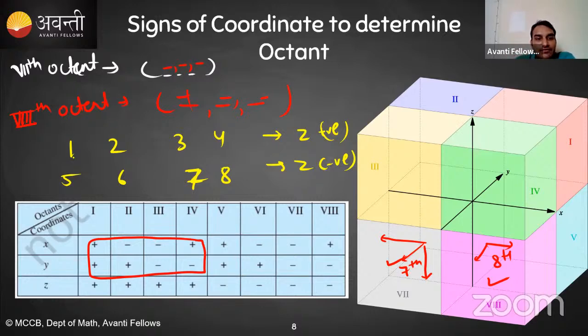So what about the fifth, sixth, seventh, eighth? The one thing we have already made clear is that z should be negative. Now the fifth octant is below the first one. The sixth one is below the second one. The seventh octant is below the third, and the eighth octant is below the fourth octant. Now again treat them as first, second, third, fourth quadrant only: plus, plus, minus, plus, minus, minus, plus, minus.